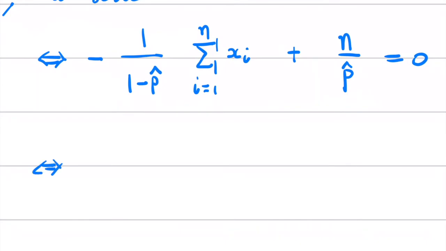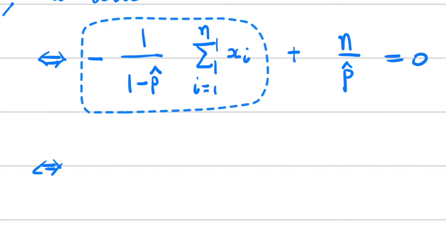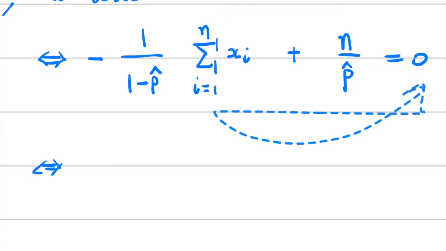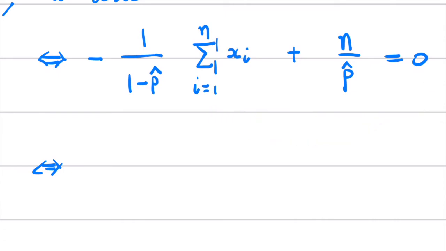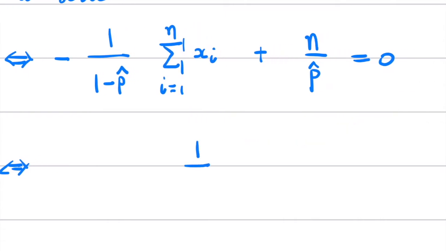So the first step in solving for the value of p, I think, will be to take this to the other side of the equality. So in doing that, we end up with the next step: 1 over 1 minus p hat, sum of i equals 1 to n of xi, is equal to n over p hat.